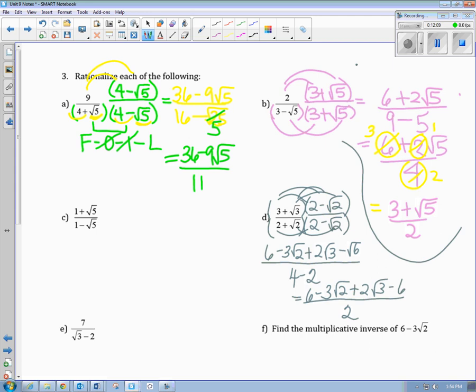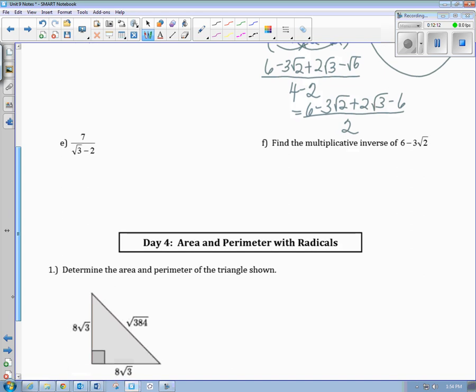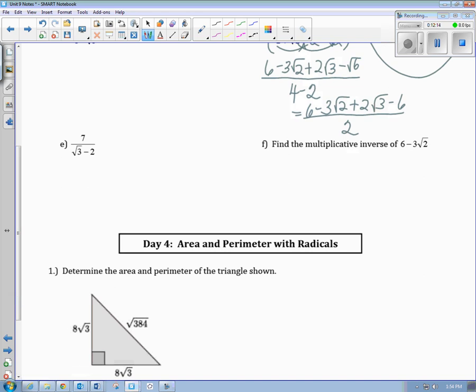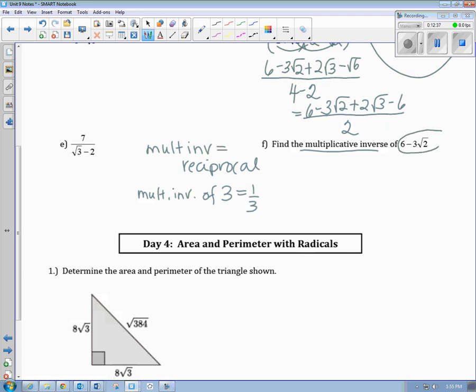For question 3F, they're asking for us to find the multiplicative inverse. Multiplicative inverse you've been using for years. The multiplicative inverse is technically the reciprocal. So if you were looking for the multiplicative inverse of, let's say, 3, it would be 1/3. So you put 1 over that number. So if I'm looking for the multiplicative inverse of this, I'm going to do 1 over that number.